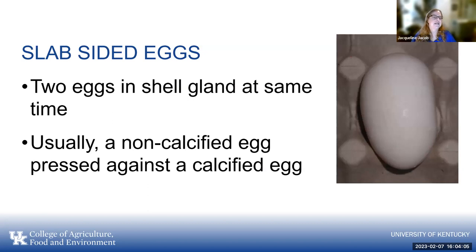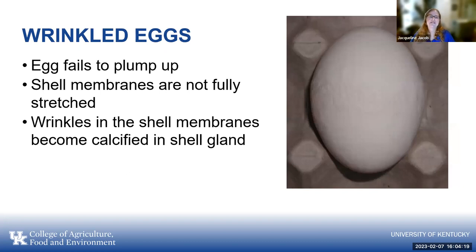Sometimes you get slab-sided eggs: two eggs in the shell gland at the same time, usually a non-calcified egg pressed against a calcified egg, causing that slab. You can sometimes see wrinkled eggs, especially if your flock has infectious bronchitis. The egg fails to plump up, the shell membranes are not fully stretched, and wrinkles in the shell membranes become calcified in the shell gland. If it's an infectious bronchitis case, it has a lot of fluid in it, and if you break that open, it really looks horrible.